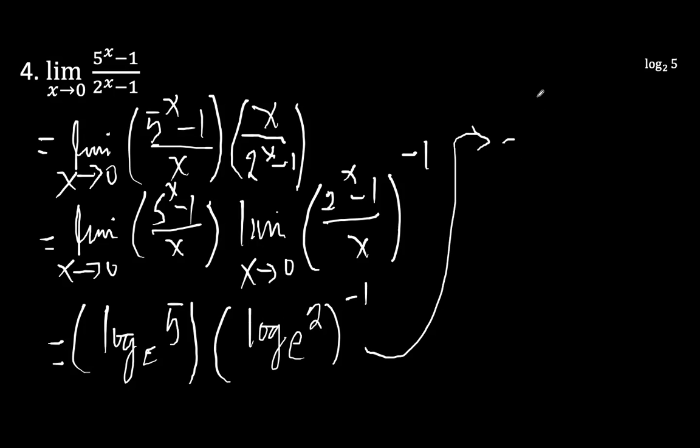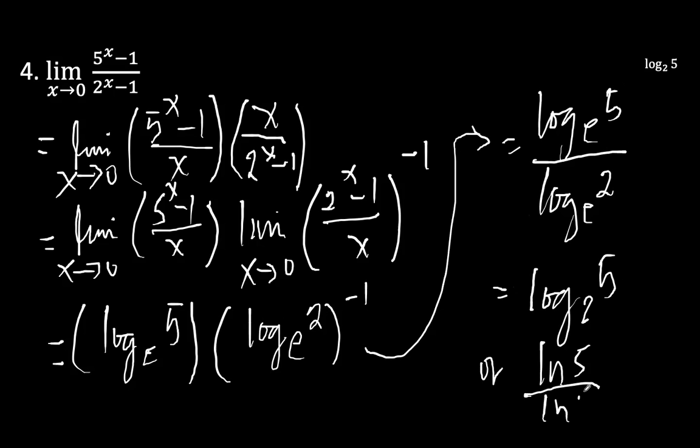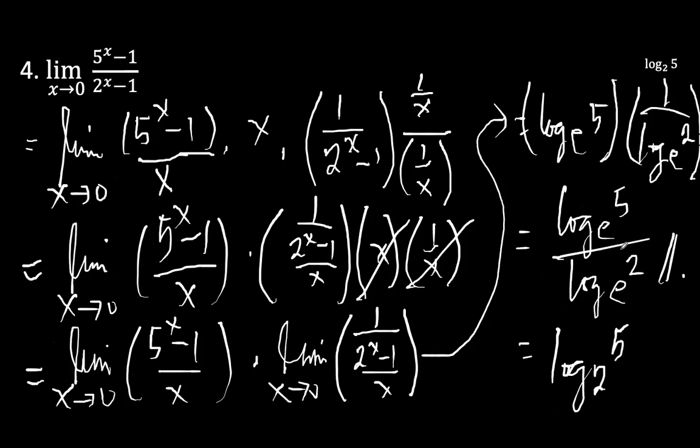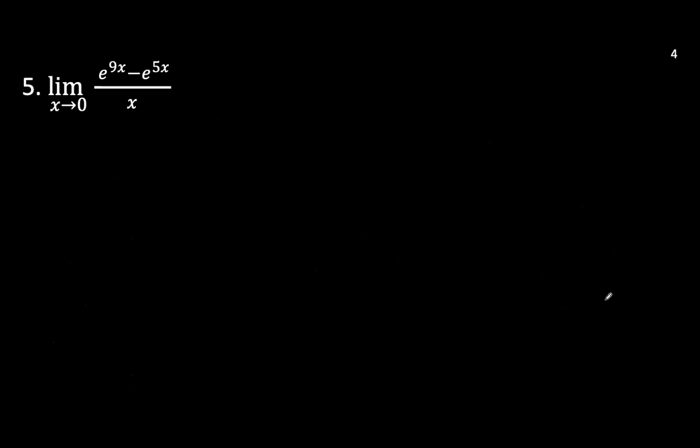And let's simplify. So this becomes the logarithm of 5 base e over, this is 1 over, right? So 1 over is just equal to logarithm of 2 base e, which can be simplified into the logarithm of 5 base 2. Or we can also express this in terms of ln 5, the natural logarithm of 5, and the natural logarithm of 2, right? So let's check if we have the same answer as before. Here we go, log 5 base 2, log 5 base 2. Okay, so we got the same answer.